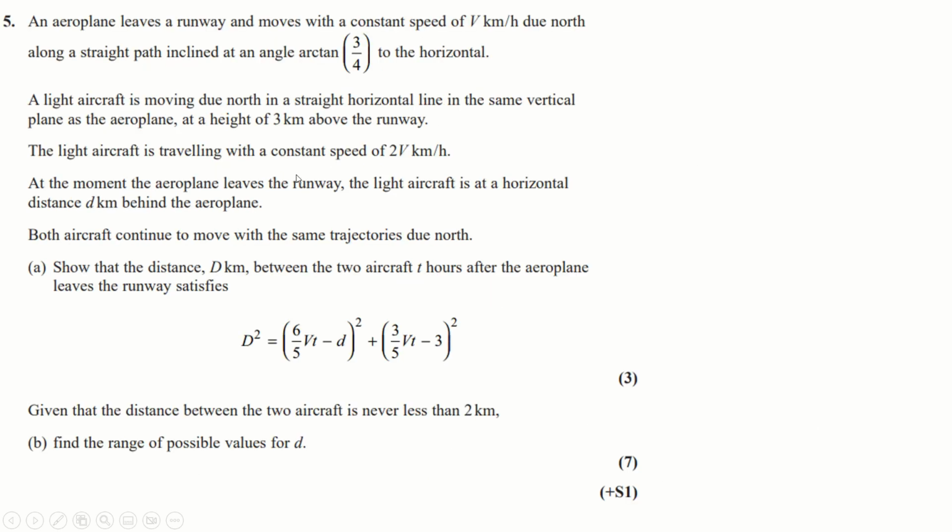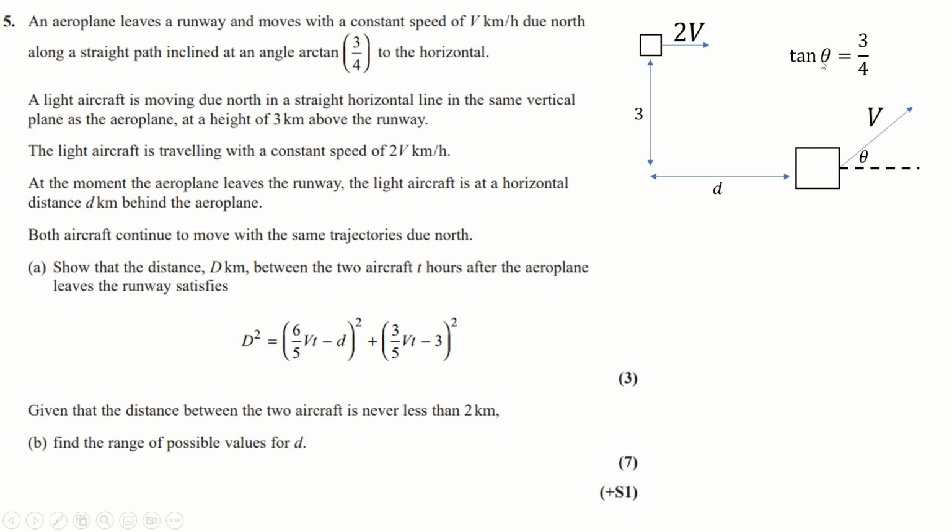Question number 5. It took me a while to draw this picture. What I drew was this. This is the aeroplane. This is the light aircraft. The light aircraft is in the air, going at 2v this way. The aeroplane is on the ground, but just taking off with a speed of v in this direction, theta here. It's d horizontally in front of the light aircraft, which is 3 kilometers up. So that's my picture. Tan theta is this.